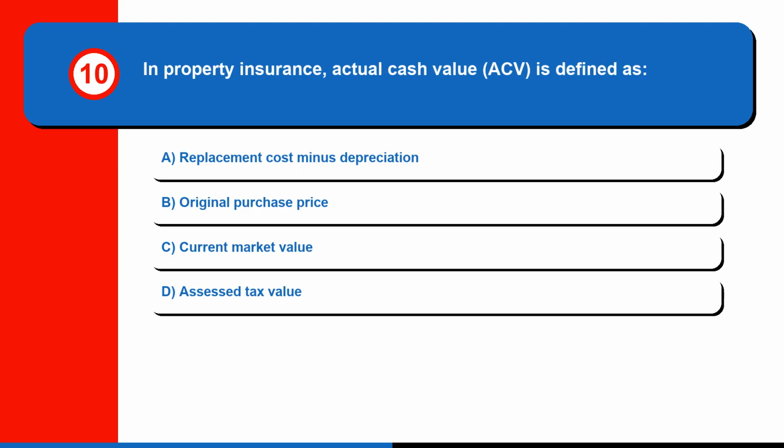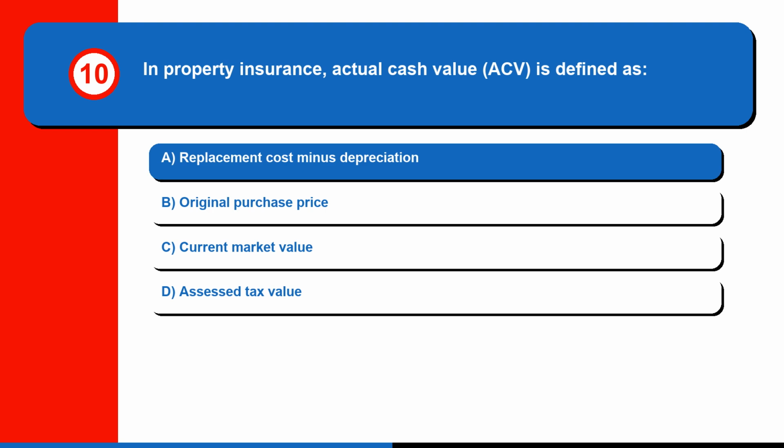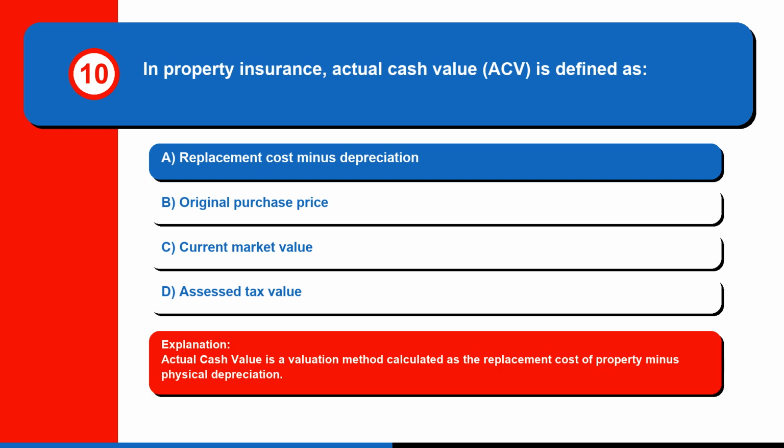Question 10. In property insurance, actual cash value, ACV, is defined as A. Replacement cost minus depreciation. B. Original purchase price. C. Current market value. Or D. Assessed tax value. The correct answer is A. Replacement cost minus depreciation. Actual cash value is a valuation method calculated as the replacement cost of property minus physical depreciation.